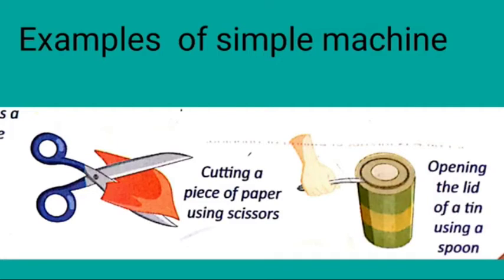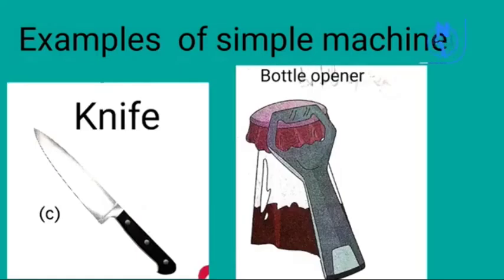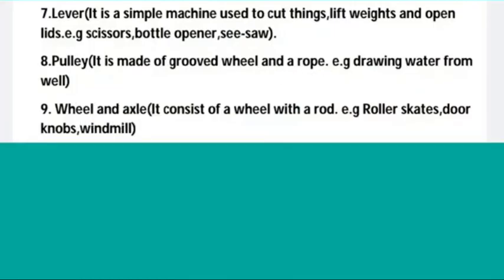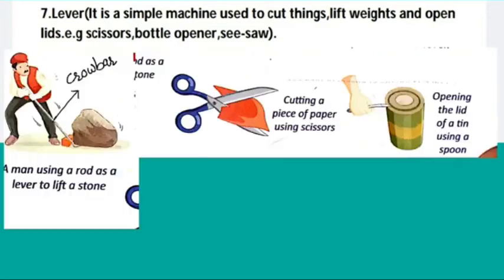Students, look at the pictures. Cutting a piece of paper using a scissor, and in the second picture opening the lid of a tin using a spoon, and these are the examples of a simple machine. In the next picture, knife and bottle opener, and these are also examples of simple machine. The next hard words are lever, pulley, wheel and axle.